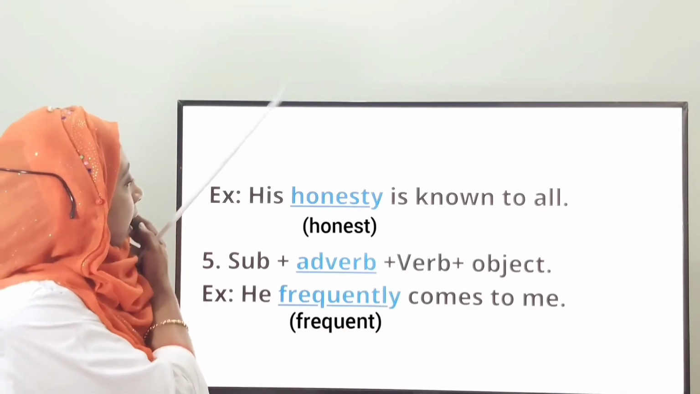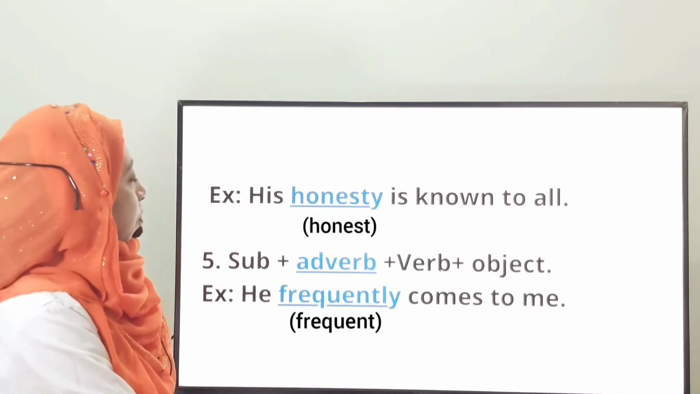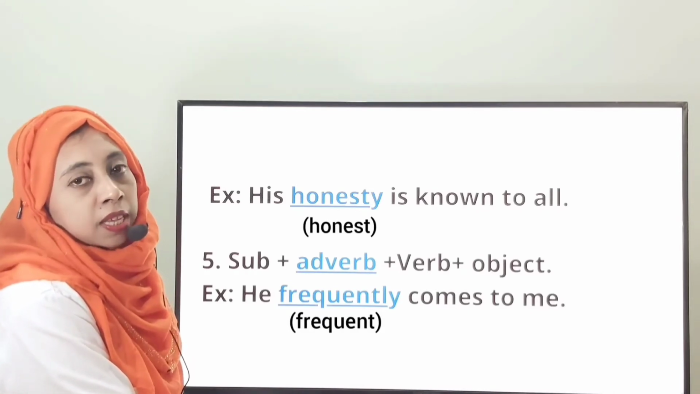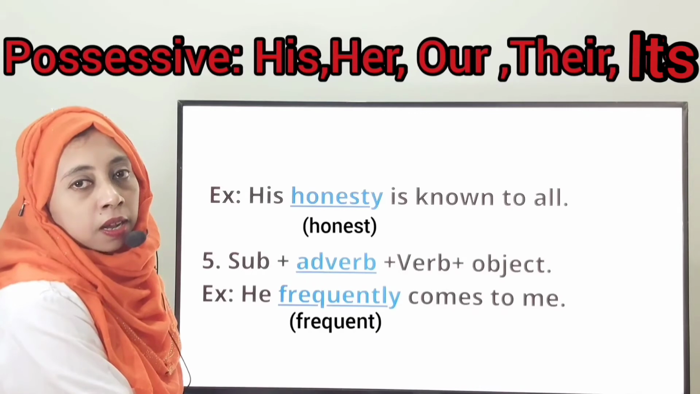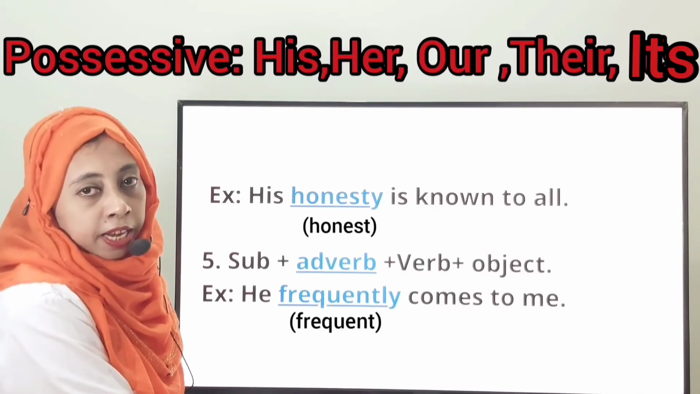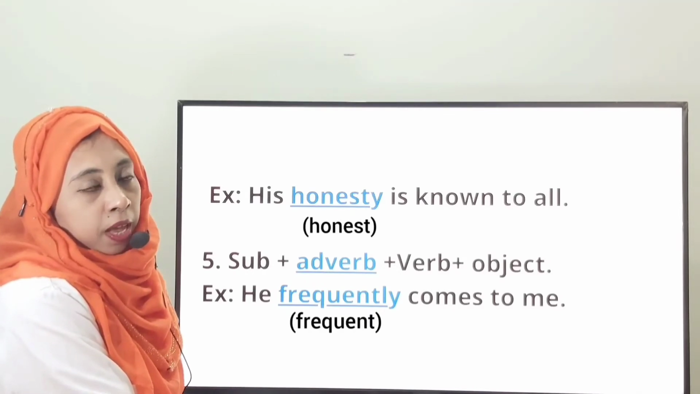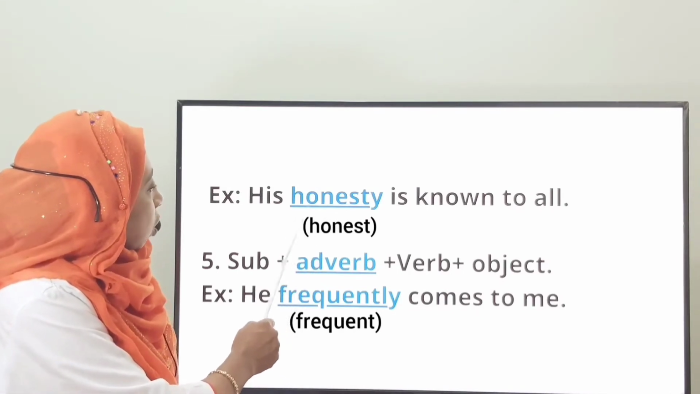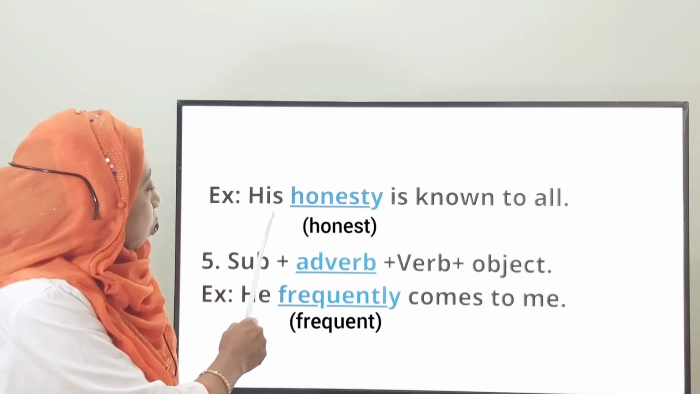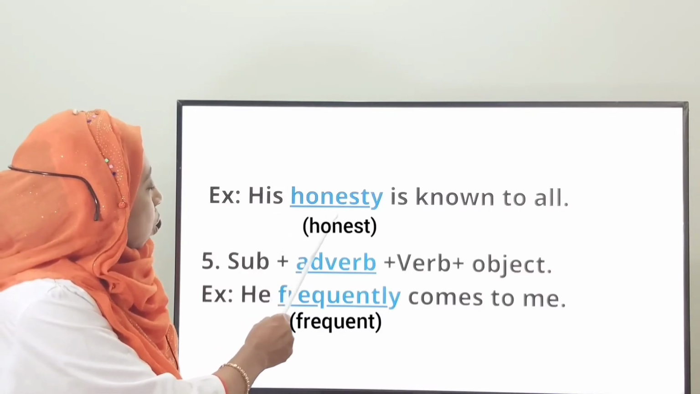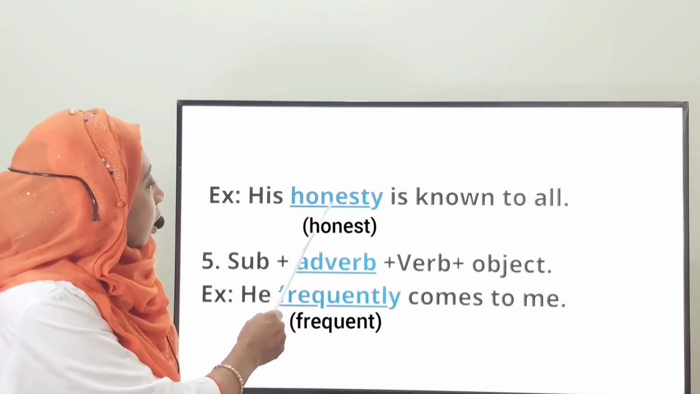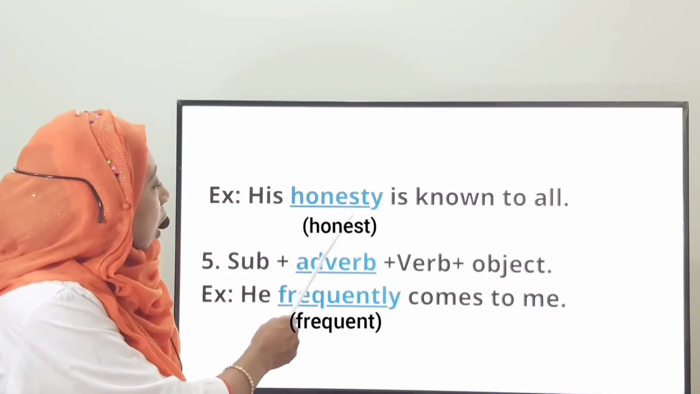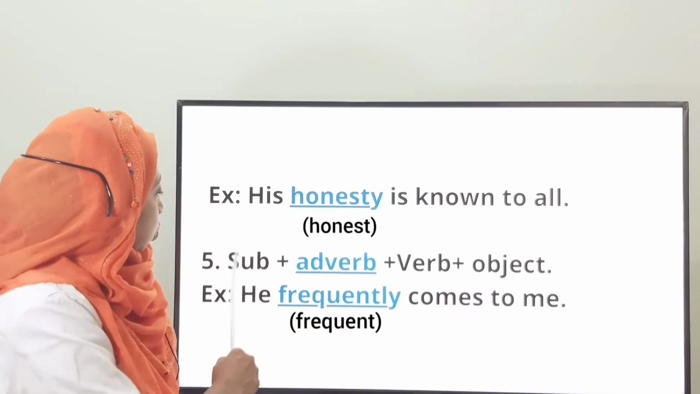Students, you know, here his is a possessive word. I think all of you know the possessive word such as his, her, our, their, its. All these are possessive. After possessive, we must think noun word. For that, his possessive word, after that we use honesty, a noun word. And the root word honesty, here we use suffix and the new noun word is created, is known to all.